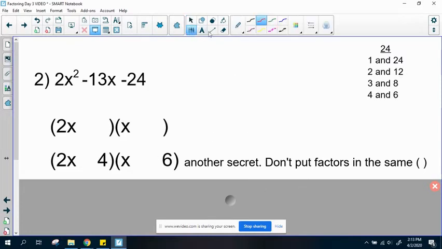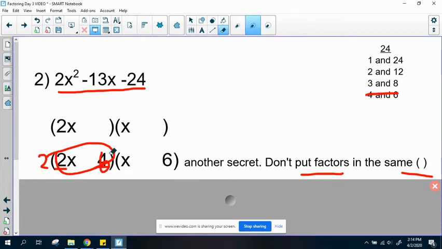You never, ever want to put factors that are the same inside the same parentheses. So what I mean is I know that this is not going to work because there's no way that I could put a 2 and a 4 in the same parentheses. Because if I did, that implies a GCF where I would have taken out a 2 and those would both be divisible by 2. Since the original problem does not have a GCF, that means this can never happen. Similarly, I couldn't put a 6 here because 2 and 6 also have a 2 in common. So I know right away that 4 and 6 are never going to work because I can't put a 4 next to a 2 and I can't put a 6 next to a 2.